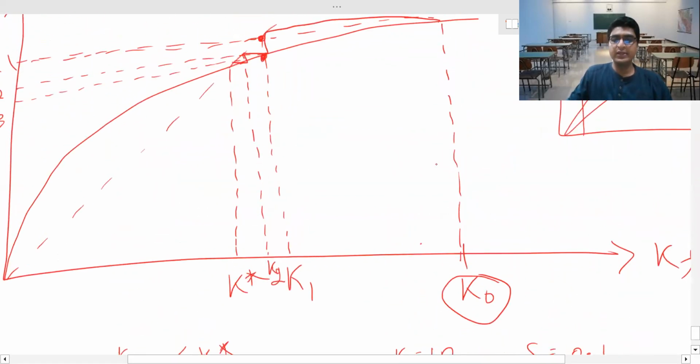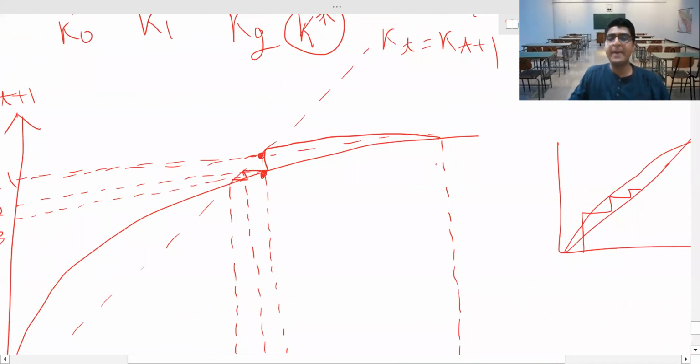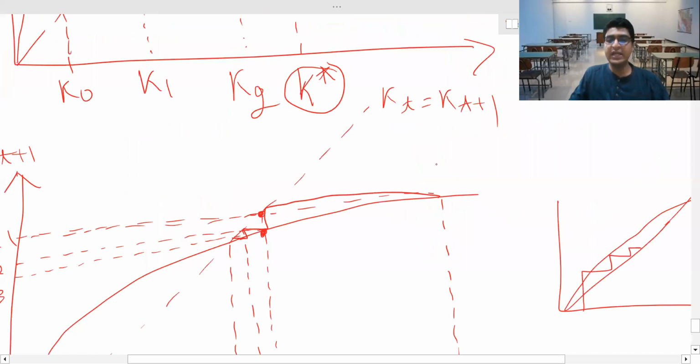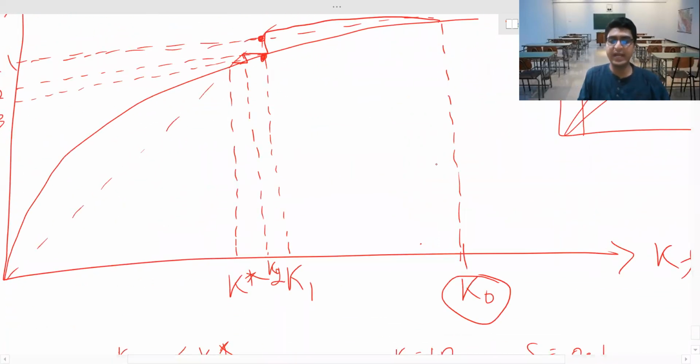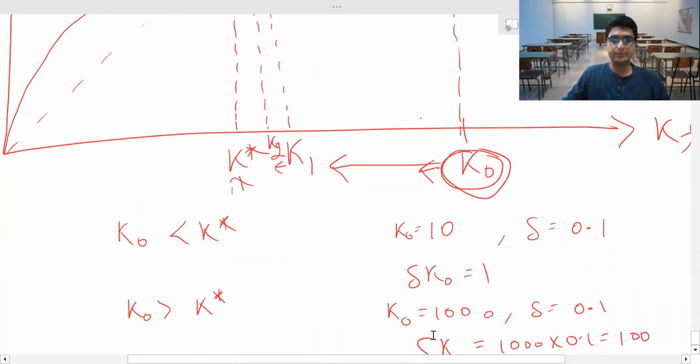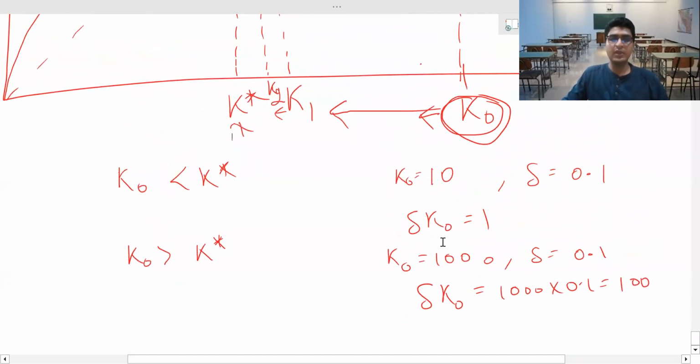So when capital is too much, then depreciation is also too much. Okay, so as compared to investment, depreciation is more. Okay, so the next period's capital is less than the current period's capital. That's why you are moving towards the left side. So k0, say you reached k1 which is less than k0, then you reach k2 which is less than k1, and so on till you reach k star. Okay, अभी clear है?